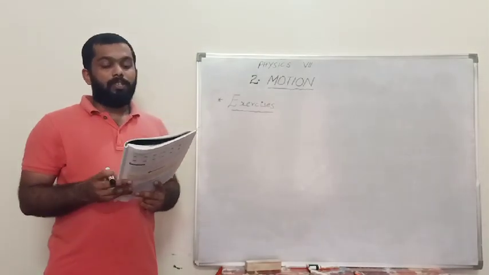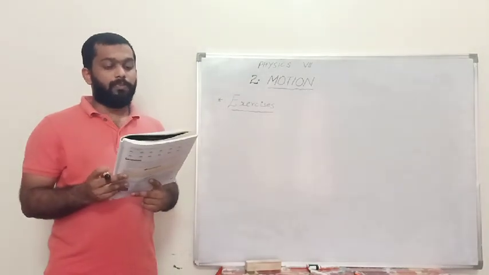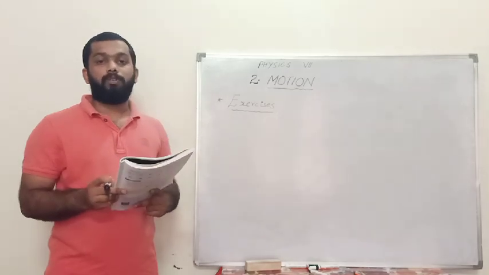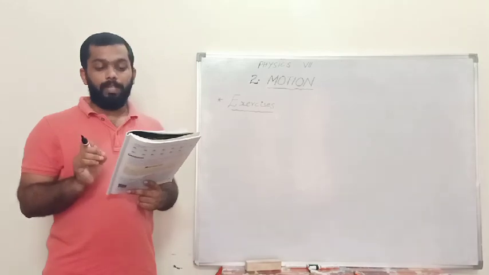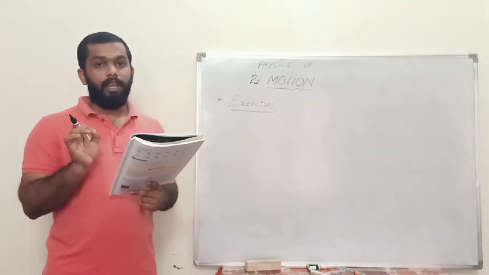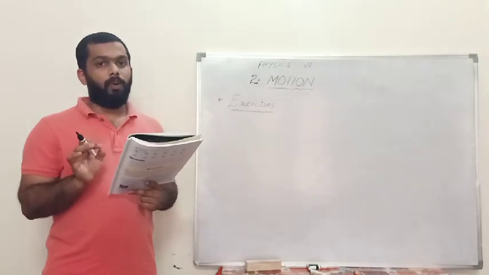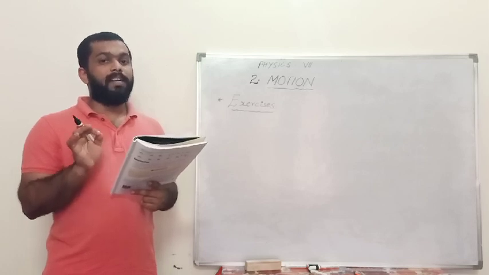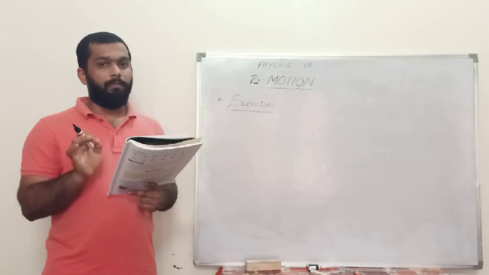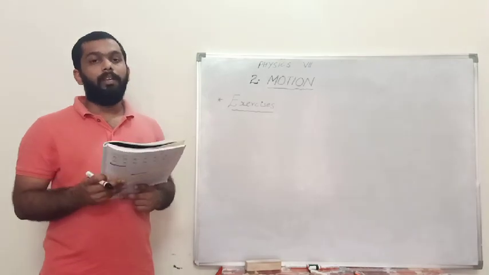Next set is answer the following in short. First one, define translatory motion. Answer is, if an object moves the same distance in the same time, it is called a translatory motion.